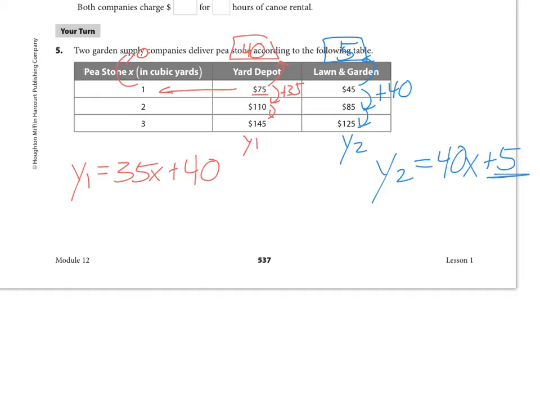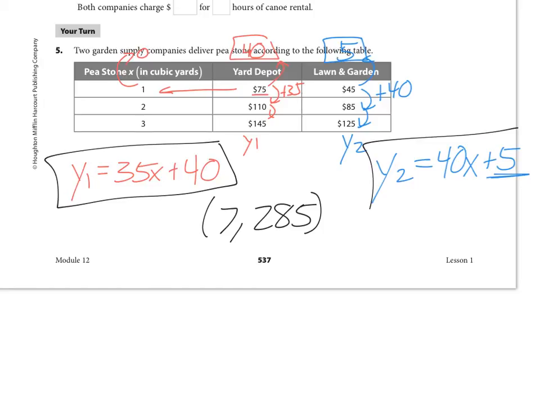But again, you want to put these in the calculator. So I'll give you a minute to type these in the calculator. Check your window. Make sure you can see where the 2 graphs intersect. Find the intersection. We'll check it here. So if you got them in the calculator, you should have gotten a 7, 285. So the first thing you have to do is come up with the equations. And then you find the intersection.